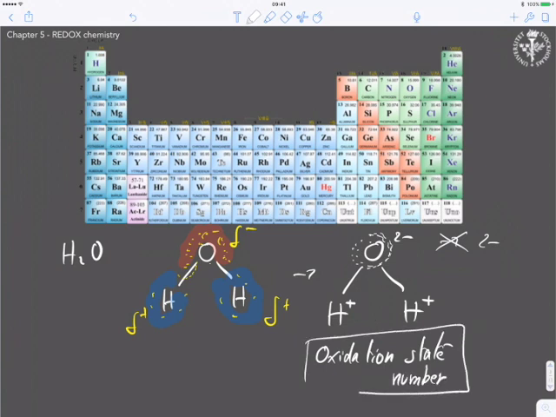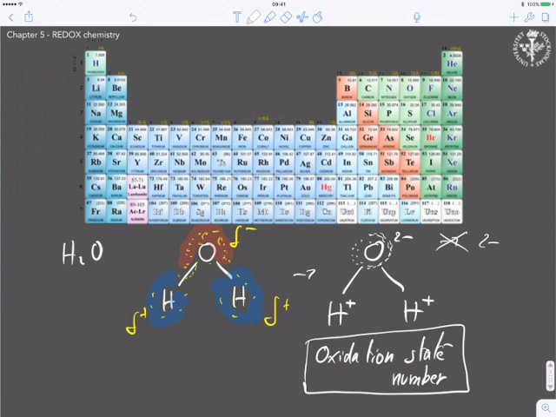This oxidation state or number is an artificial way of estimating the charge of an element, an atom, within a molecule. And this is based on the electronegativity, the ability or the affinity of an element to grab an electron. So in this case, we can link that to redox chemistry.